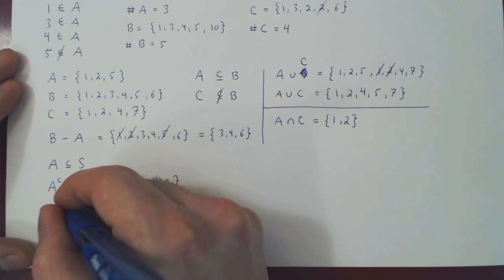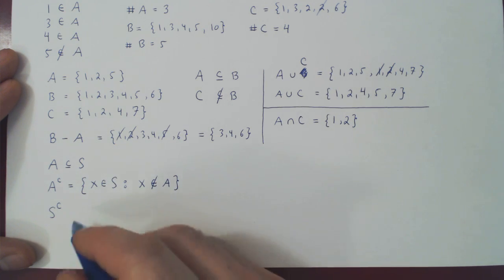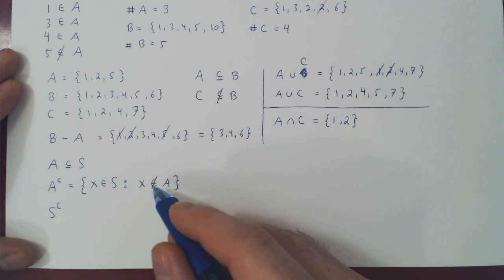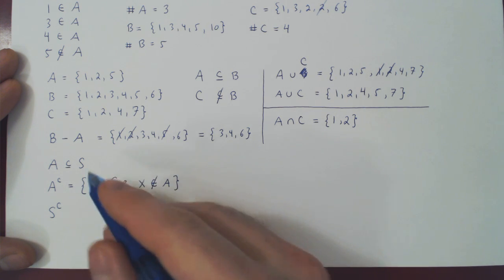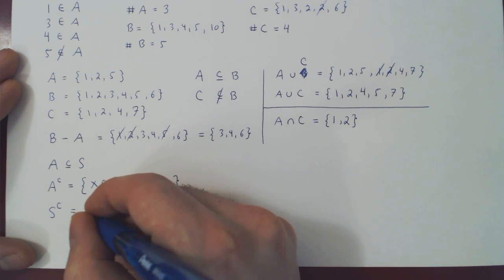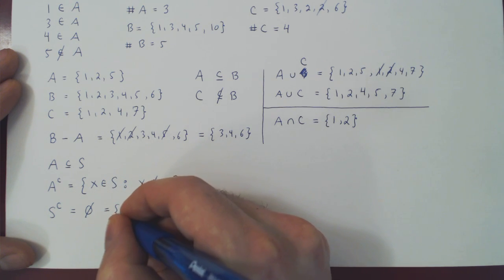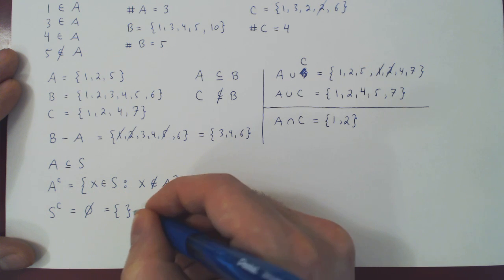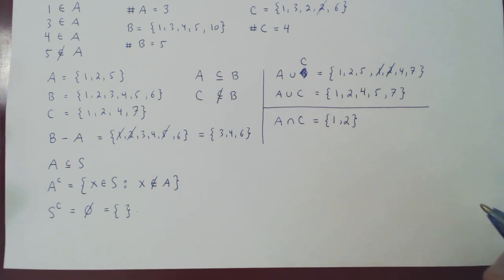Of course, if you write S complement, then you're asking for everything in S but not in S. As S contains everything of interest, we get the empty set. And that's basically it as far as operations on sets.